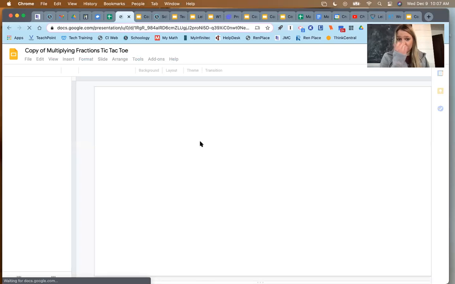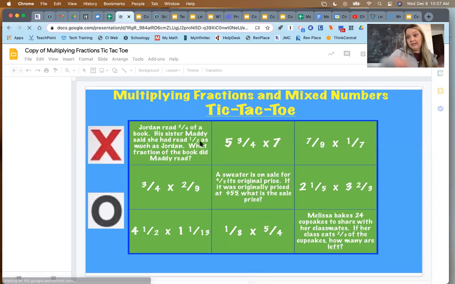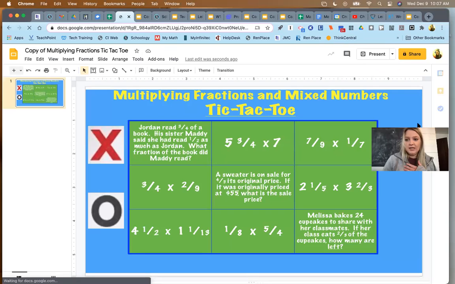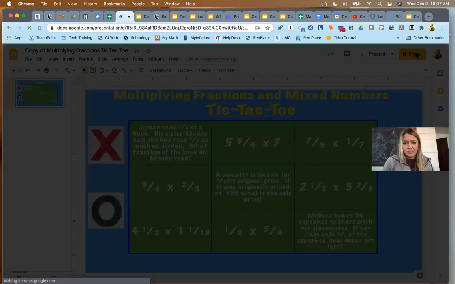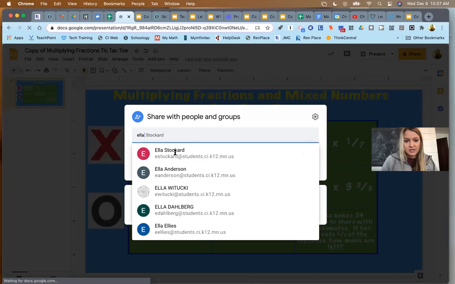Okay. And so let's say Ella and I want to play. So I'll make the copy. And then what I'll do is I'll click the share button. And then I will type in Ella's name. Is she gonna pop up? Ha, there she is. So let's say, oh, I want to play with Ella.